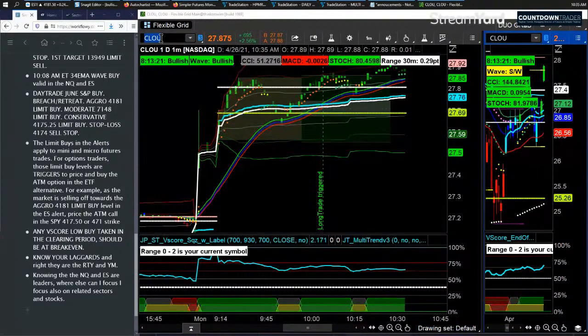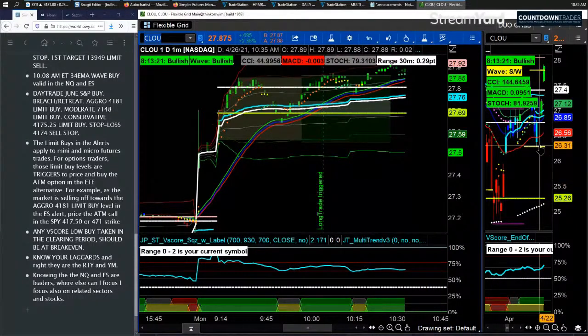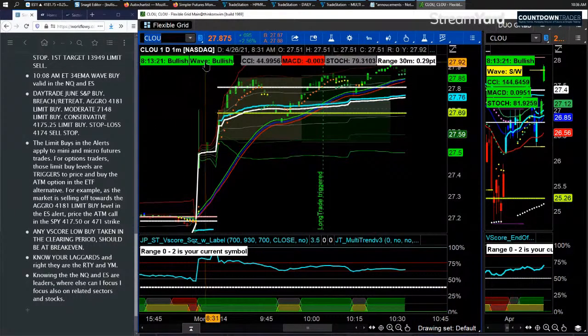Okay, as a day trader, though, can I look at CLOU? Yes. If you're a Sector Secrets trader, you're long already from the 27 area. Heck, you're long. Gosh, that CLOU trade, I'll have to double check on that because I think we hit the moderate too. Yeah. All right. Anyway, back over to other sectors we could focus on.